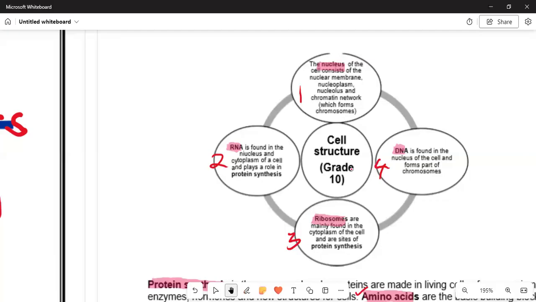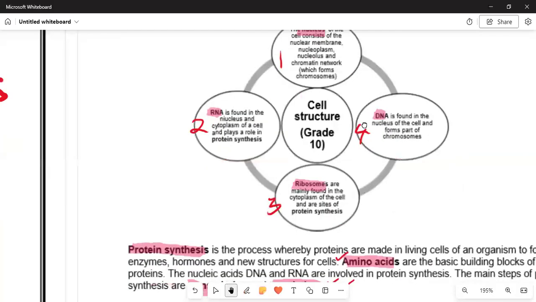And then let us talk about number three, the ribosome. We are saying that for protein synthesis to occur or to be facilitated better, it needs the ribosomes, which are mainly found in the cytoplasm of the cell and are the sites of the protein synthesis. When we are talking about the site, we are saying the location where the protein synthesis occurs and happens.